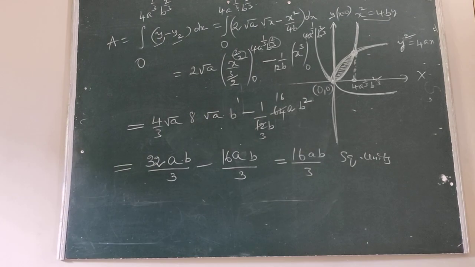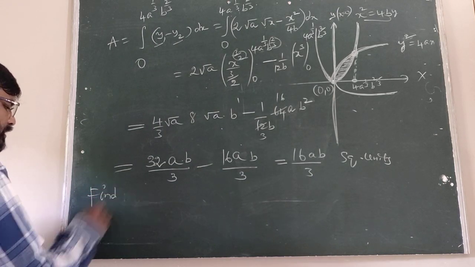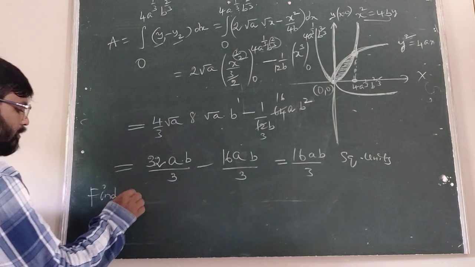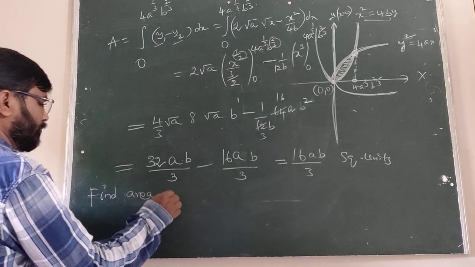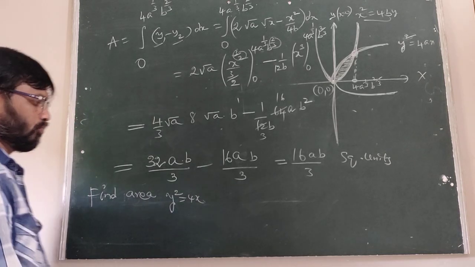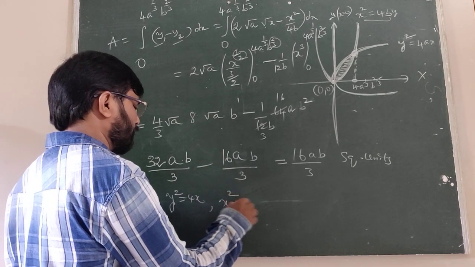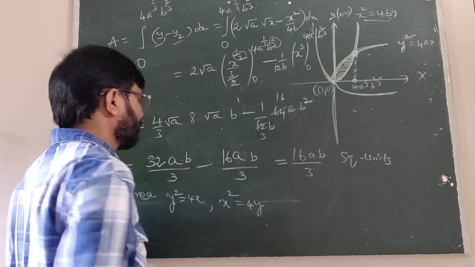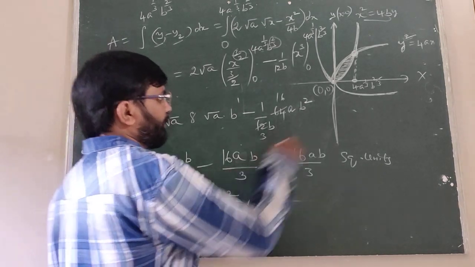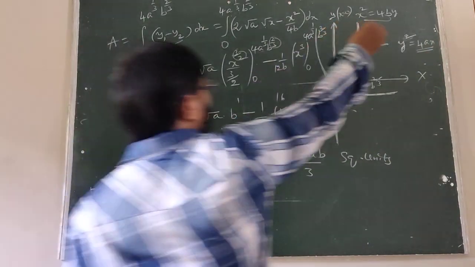Okay. Suppose find the area. All of you listen here. One question is there. Find the area enclosed between y square equal to 4x and x square equal to 4y. This is y square equal to 4ax. Yes. This is x square equal to 4by.